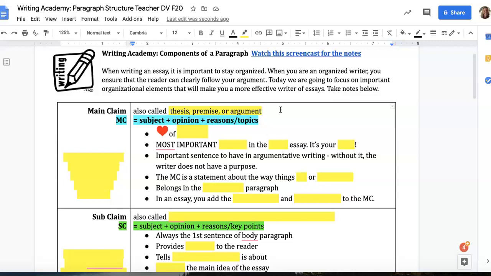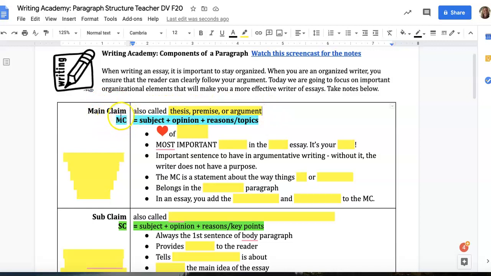Main claim is a term often used also in sociology classes and other humanities classes like history. And so we'd like you to know that a main claim is also called a thesis or a premise or an argument. So if a teacher asks you to write an argument or make an argument, or asks you what your main premise is or what your main thesis is, they're all talking about the main claim.